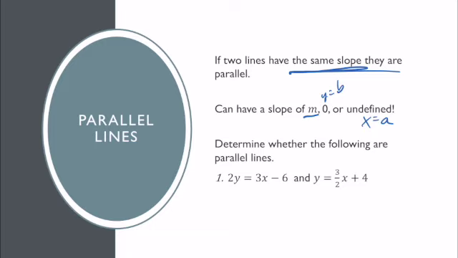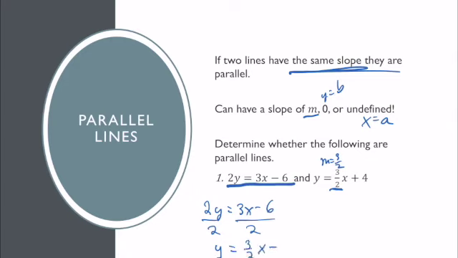So let's determine whether the following are parallel lines. Remember, parallel lines have the same slope. So I already know the slope here is 3/2. I need to know the slope of this first equation. So I'm going to go ahead and solve for y. So I have 2y equals 3x minus 6. I divide both sides by 2. I have y equals 3/2 x minus 3. So I get a slope of 3/2. So because the slope of both of these is the same, these lines are parallel. Oh, and I spelled it right earlier. Go me. Parallel.